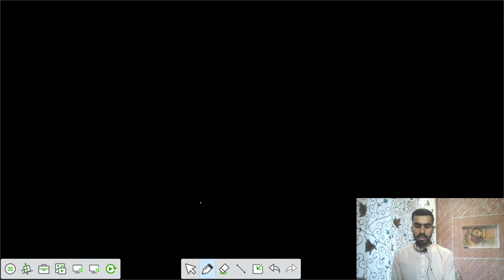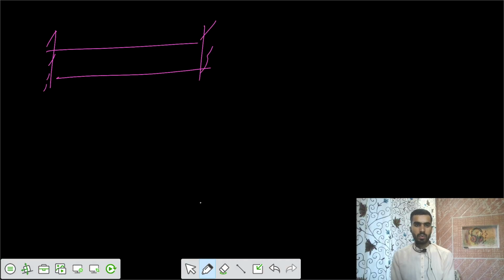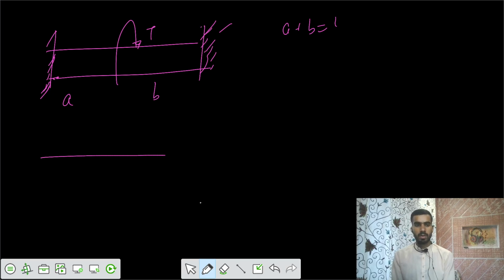Let's take one more problem. You have this shaft between two fixed supports, with this length A and this length B, such that A plus B equals L, and you are applying a torque somewhere, at A from one side and B from the other support. You want to find the different values of those supports, how much torque each support resists.